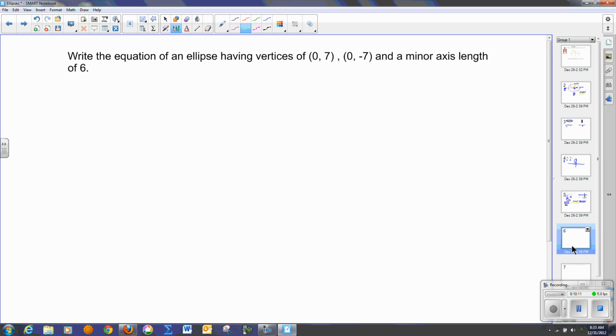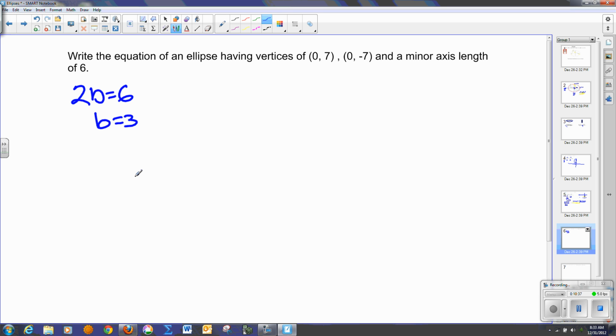Now we're going to kind of go backwards. We're going to be given some information and asked to write the equation. So I'm asked to write the equation of an ellipse if my vertices are at 0, 7, and 0, -7, and the minor axis length is 6. Well, I know the minor axis is equivalent to 2b. That's equal to 6. So my b value is 3. That's going to help me a little bit.